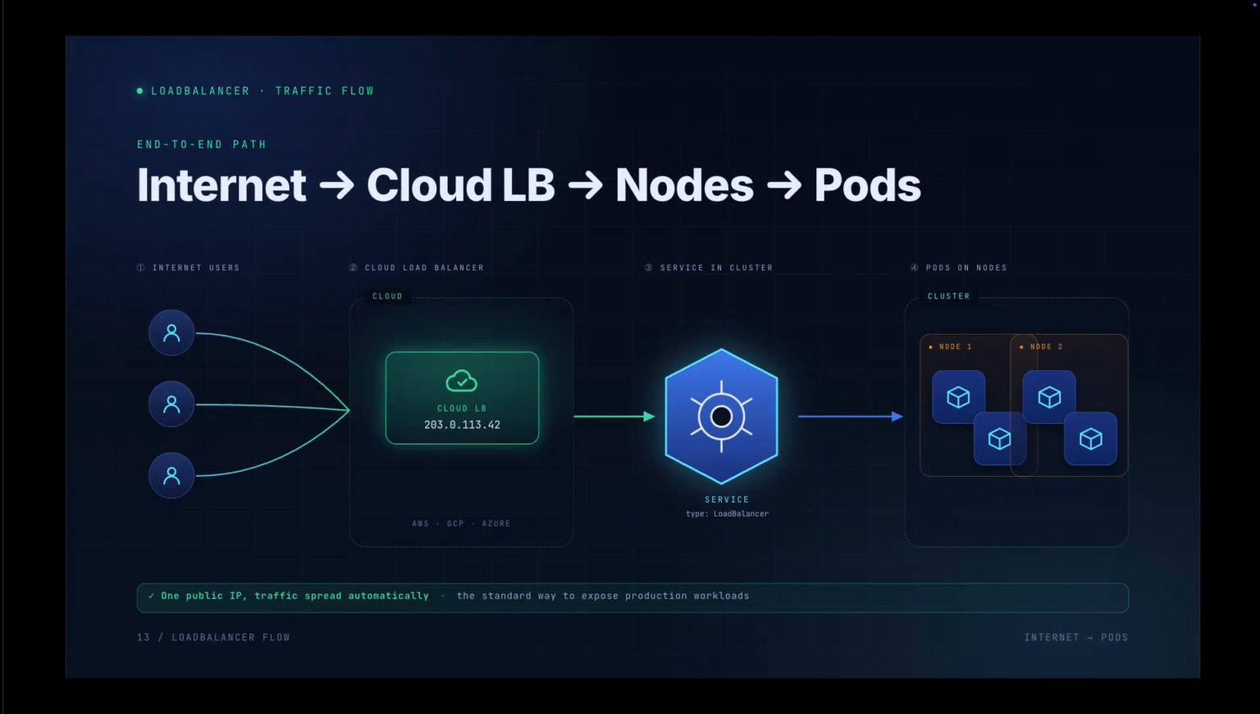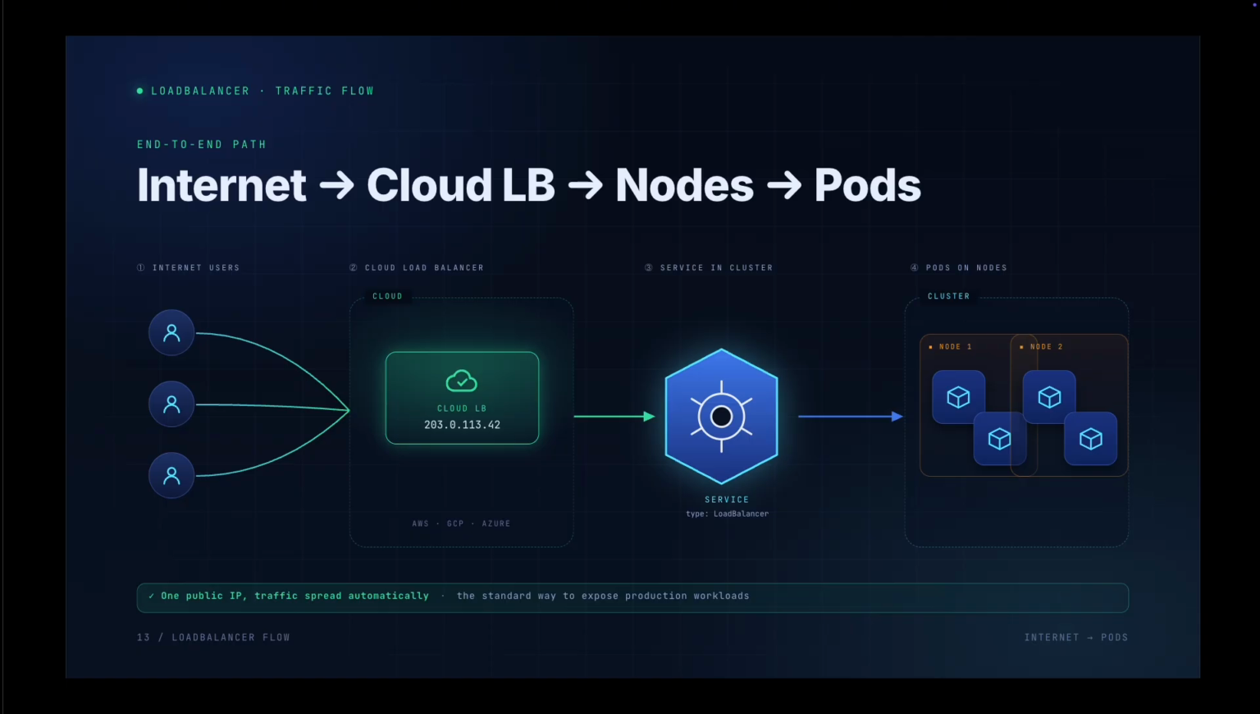Here's the complete traffic flow. A user sends a request from the internet. The request first reaches the cloud load balancer. The load balancer forwards the request into the Kubernetes cluster. Kubernetes then routes the traffic through the service. Finally, the request reaches one of the available pods running the application.